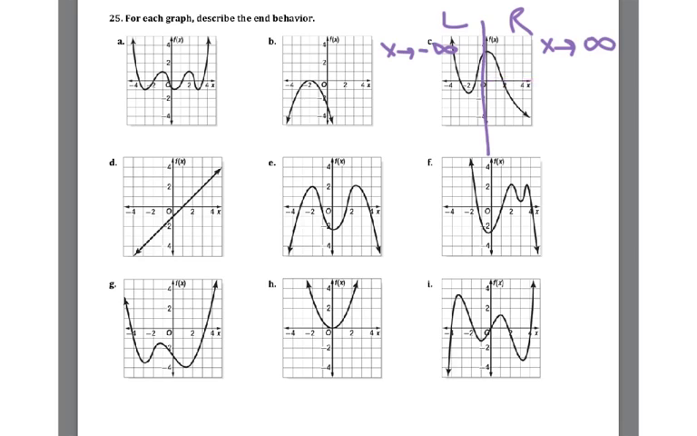So now let's look at y. On the left-hand side, the graph is going up, so the y values are getting more and more positive. But on the right-hand side, the graph is going down, so y is getting more and more negative. So I didn't do all of these, but I hope this helps you a little bit with end behavior.